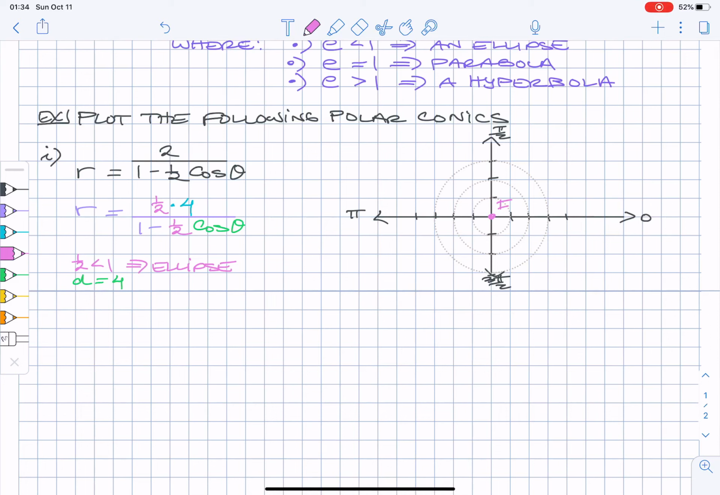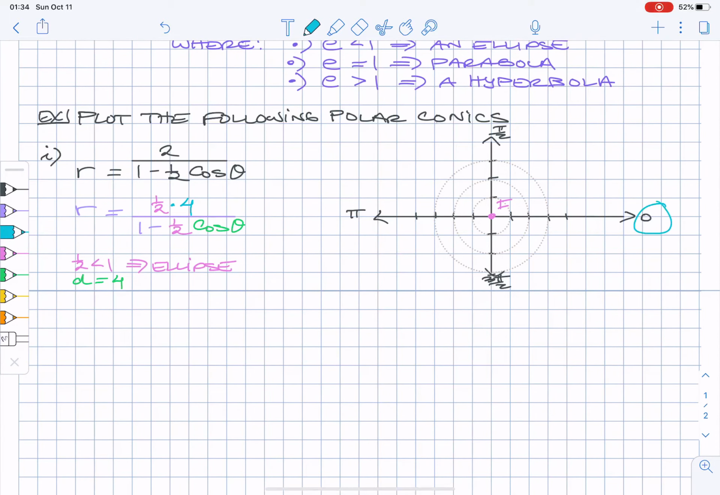But what about the directrix? What about any other points? Well, the way I do this is I just plug in the coordinates. So at 0, I know cosine of 0 is 1. So 2 divided by 1/2 is 4. So I know 1, 2, 3, 4.